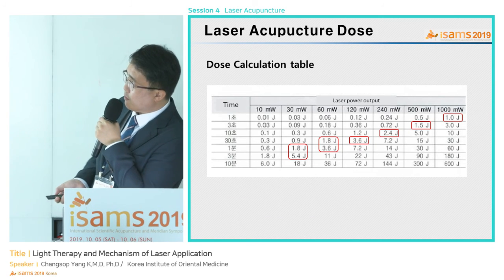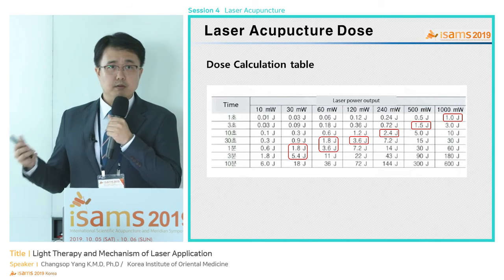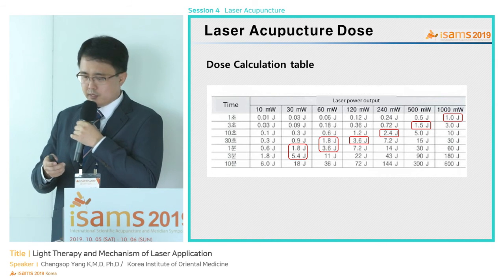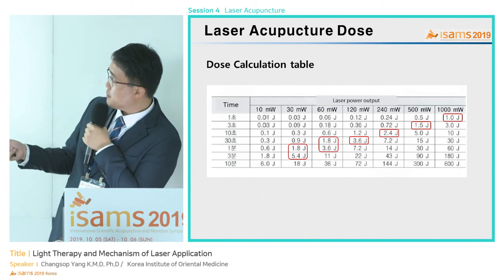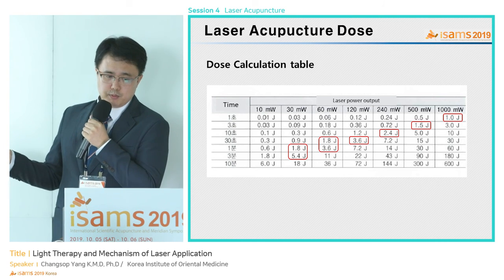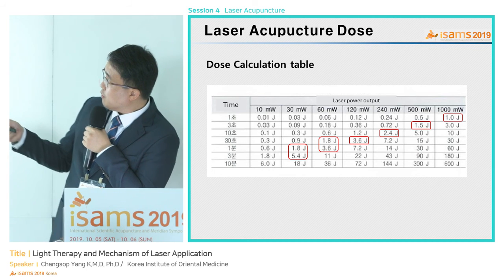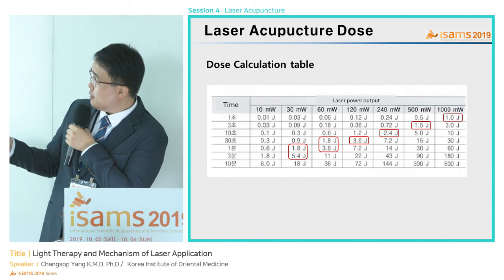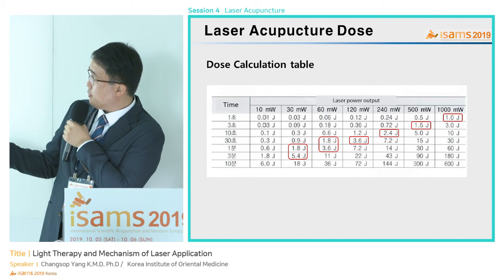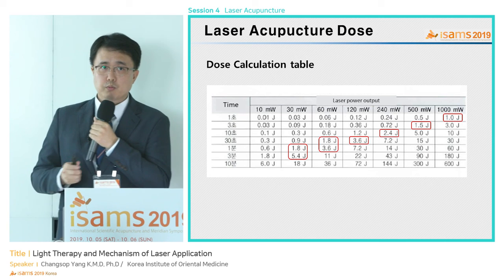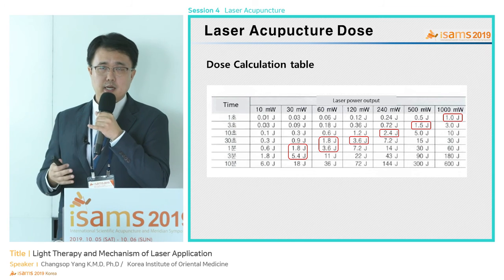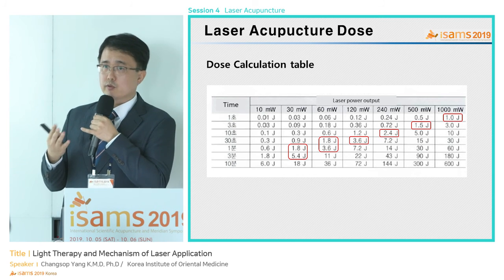Yes, this may be the last slide. And this is for clinicians, very simple tables. You only need to think about your laser power output and the time. When your power output is fixed, for example at 500 milliwatts, and you are treating normal inflammation or pain types, you can use 4 joules, remember.